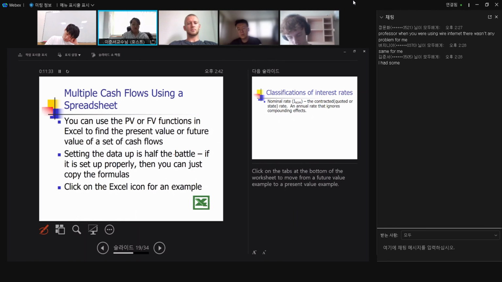For multiple cash flows using a spreadsheet, you can use the present value or future value functions in Excel to find the present value or future value of a set of cash flows. So setting up the data is half the battle.